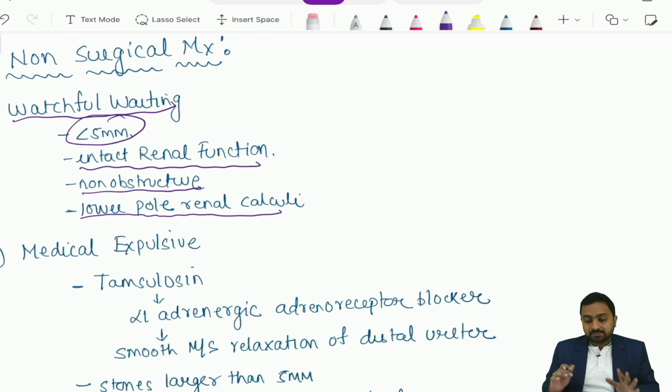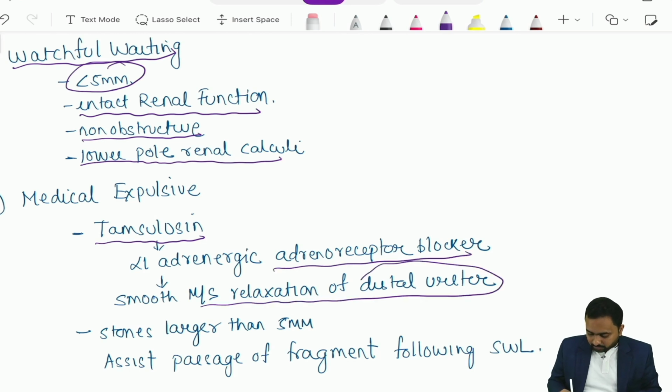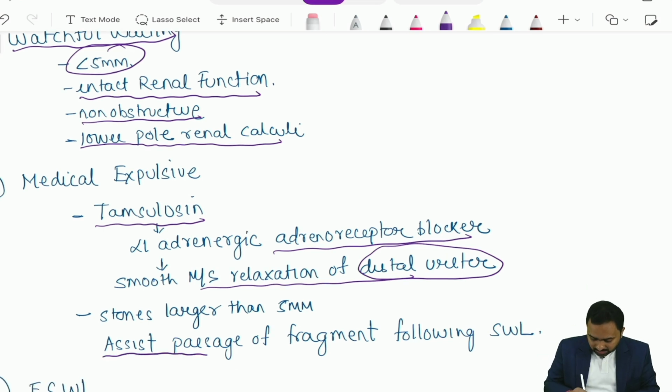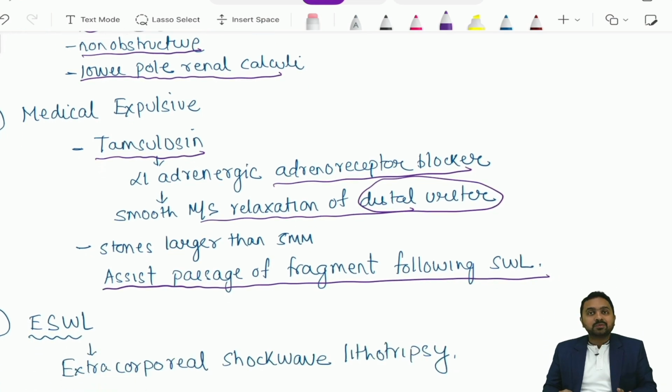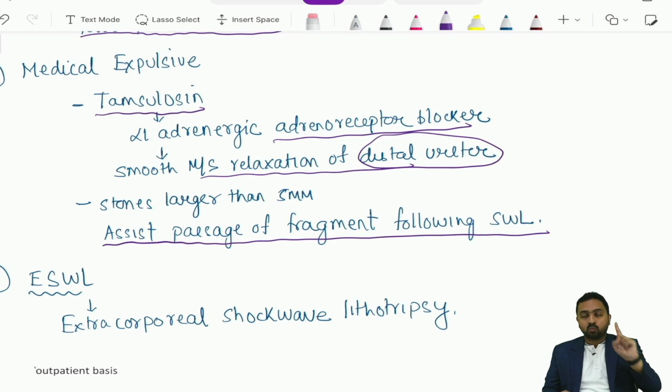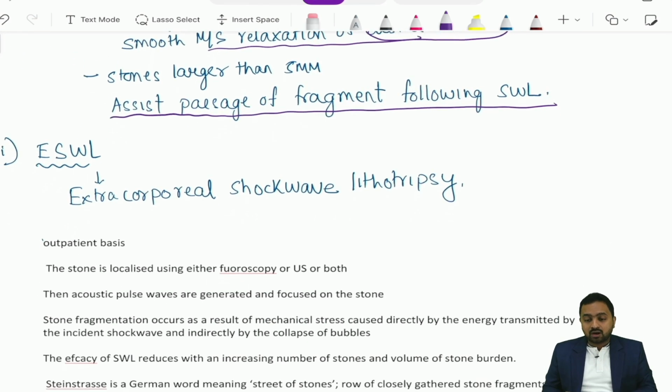Now medical expulsive therapy is by tamsulosin, which is an alpha-1 adrenoreceptor blocker, which causes smooth muscle relaxation of the distal ureter. For stones larger than 5 mm, it will help in assisting the passage of the fragments following shockwave lithotripsy. So coming down to ESWL, we had already discussed one important point with respect to ESWL, which was: yes, cystine hard stones are resistant to ESWL. It is usually done on an outpatient basis.